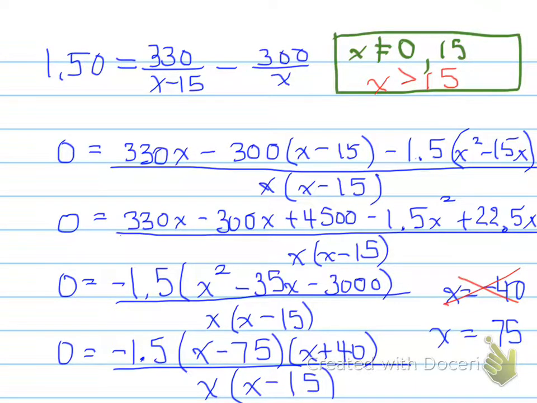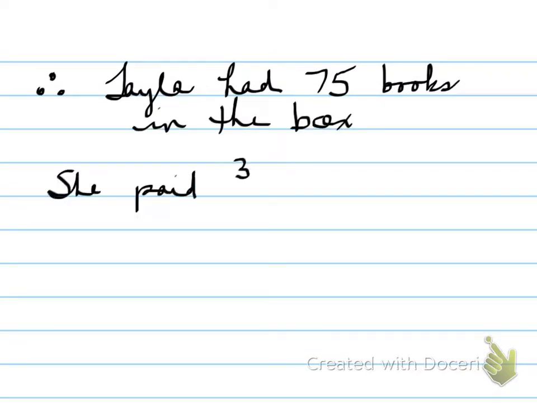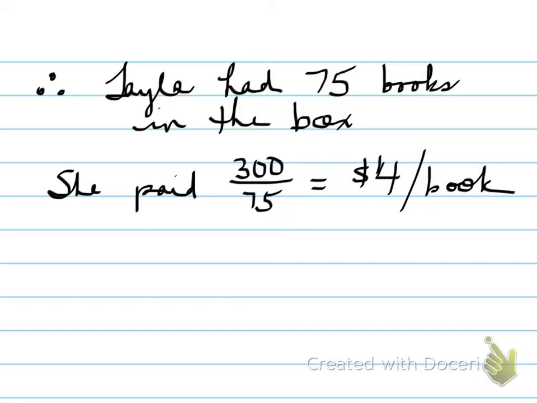Knowing this, let's keep with the answer. What do we have to write as our answer? Well, therefore, Taylor had 75 books in the box. She paid $300 for 75 books, which equals $4 per comic book.